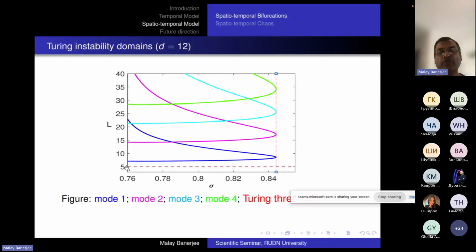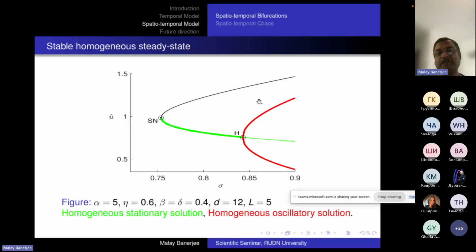So if we consider a domain size of 5, you can see that this dashed line does not fall in the interior of any of these Turing instability domains. Therefore, for this choice of domain, we cannot see any Turing pattern. As a result, the numerical continuation of the spatiotemporal bifurcation structure produces the same structure as the temporal model. The upper branch is the unstable coexistence homogeneous state, and the lower branch is partly stable from Sn to H. Within this range we have a stable homogeneous steady state, and beyond it we have a Hopf bifurcation. So here we can observe that a homogeneous in space but oscillatory in time pattern bifurcates from this particular threshold.